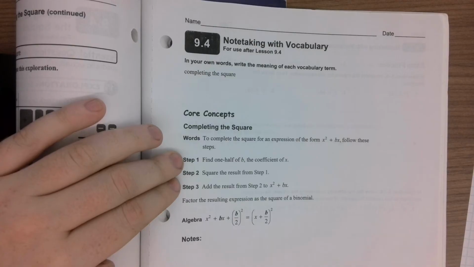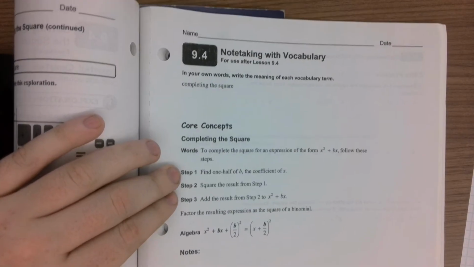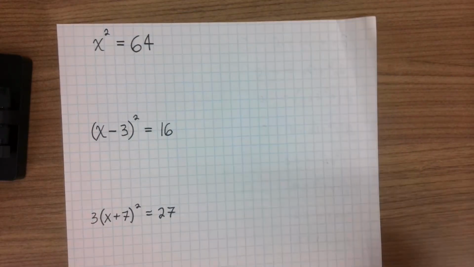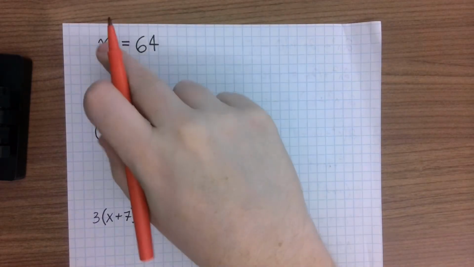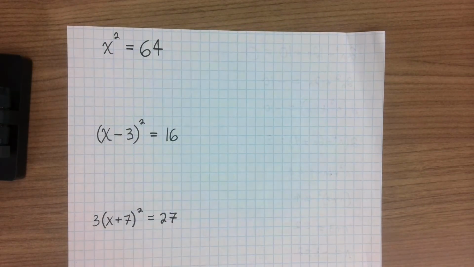Before we jump into that, I want us to get some practice so we can see what we're thinking. Let's take a look at these three problems here. If we were asked to solve for x in these problems, it wouldn't be too difficult, would it? For instance, in our first problem, how could we find x if x squared equals 64? Some of you may even be able to do it in your head.